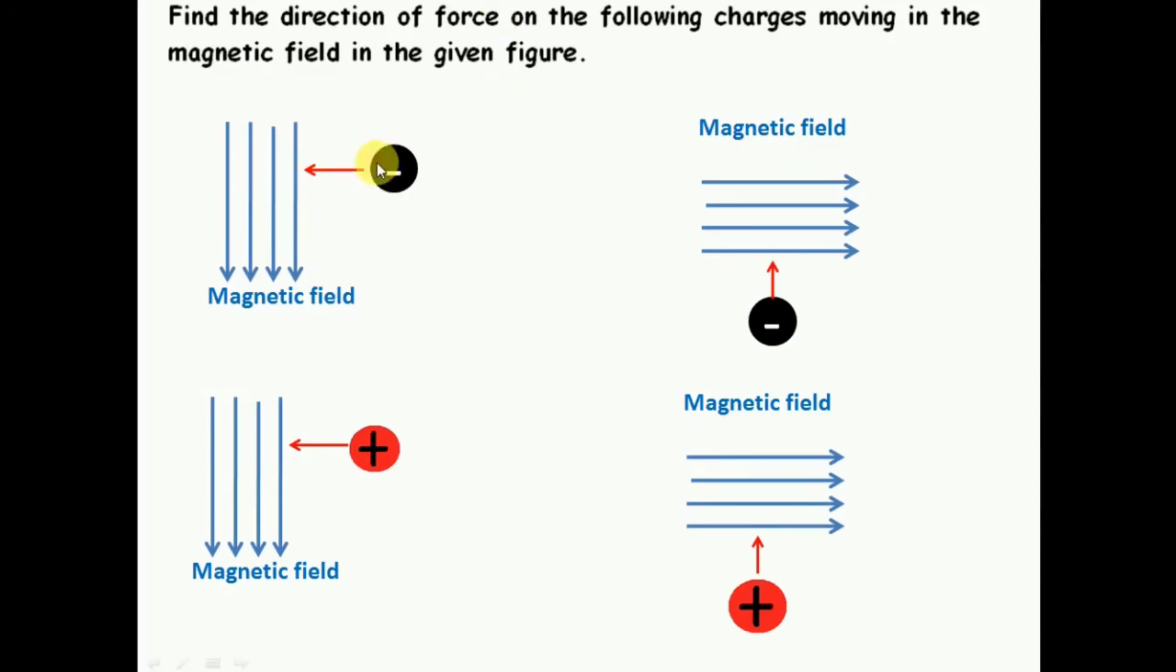So similarly you can try this question. For this diagram current will be towards the right, and for this current will be in downward direction, for this current will be towards the left, and out here current will be in upward direction.